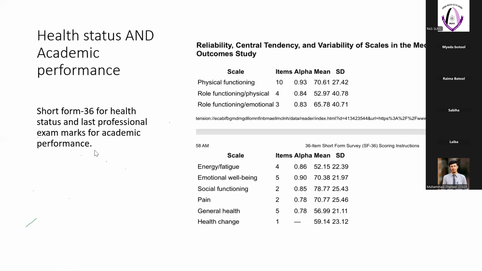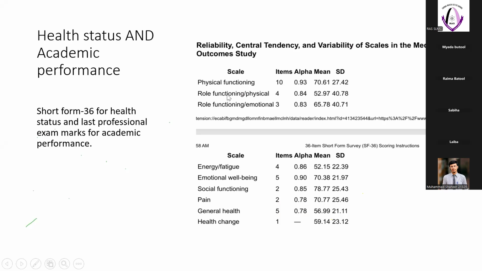Okay, so I was talking about the tool, and this is the tool, the Short Form 36. Don't go by the name. This is SF-36, the questionnaire that we used to quantify health status. The 36 indicates that it has 36 items. By items, I mean questions. So it has 36 questions, quite a huge number.